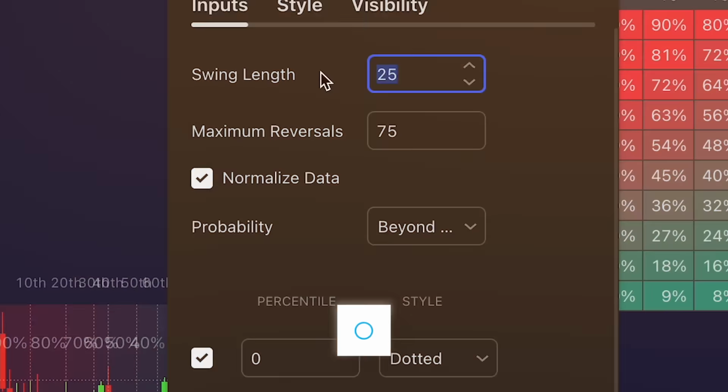For crypto, use swing length of 15 and maximum reversals of 40, because crypto moves faster with more violent reversals, so shorter swing detection catches the relevant patterns. For stocks, set swing length to 30 and maximum reversals to 60. Stocks trend more consistently, so longer swing detection filters out noise while the higher reversal count improves statistical significance.